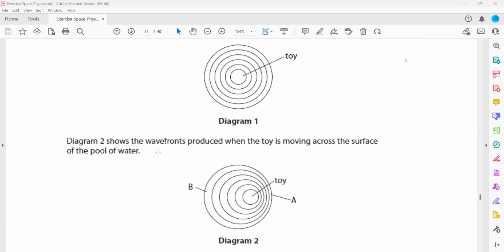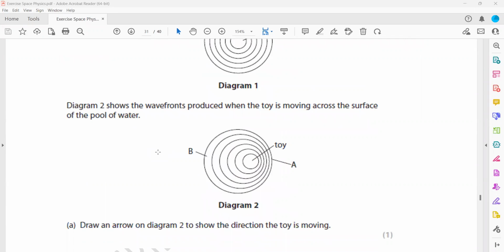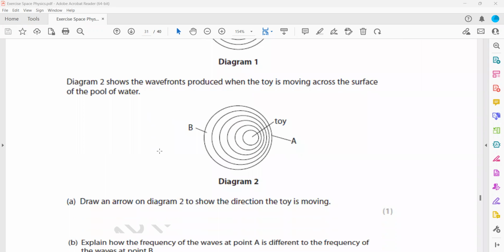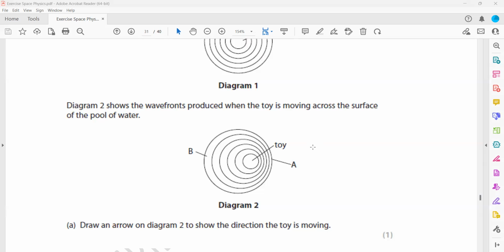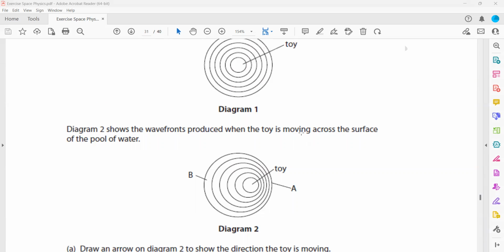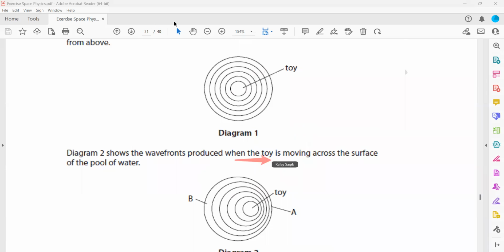But then what happened? Diagram 2 shows the wavefront produced when the toy is moving across the surface. Draw an arrow on the diagram to show the direction of motion of the toy. Which direction is it moving? We know that the distance between two successive wavefronts represents a wavelength. So if the toy moves towards A, you can see the spacing between the wavefronts is decreasing.